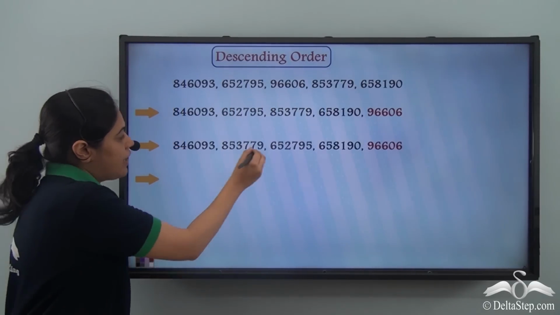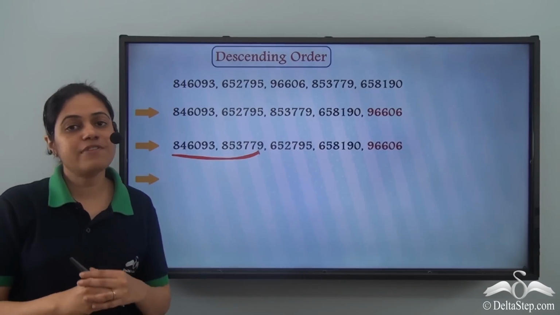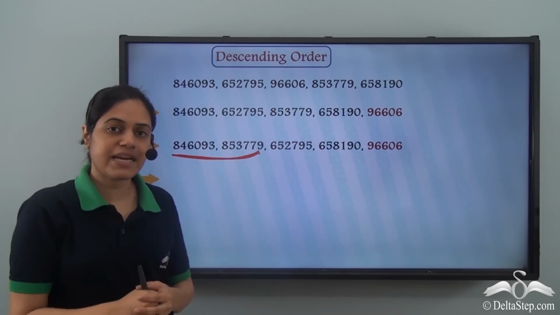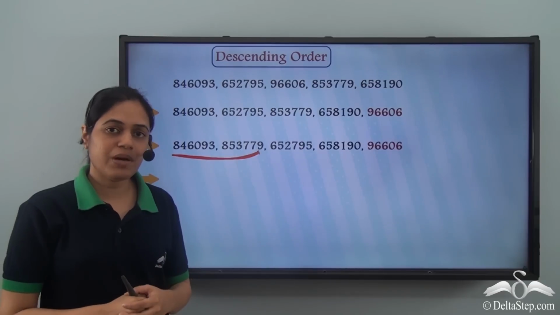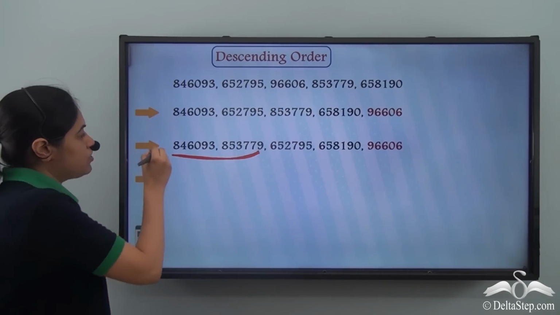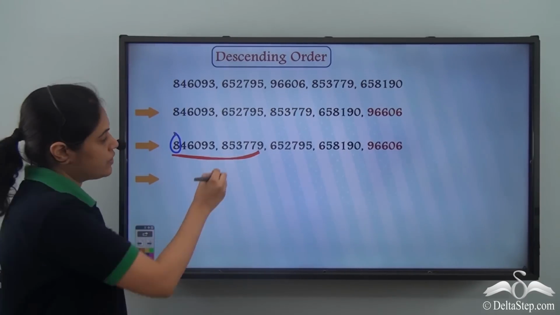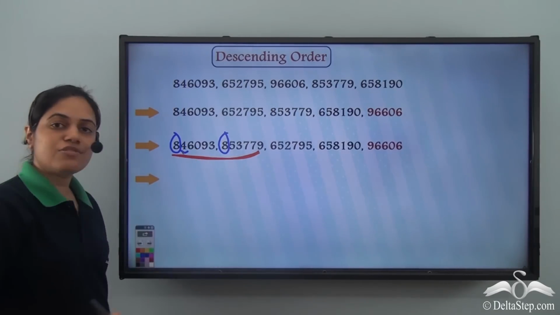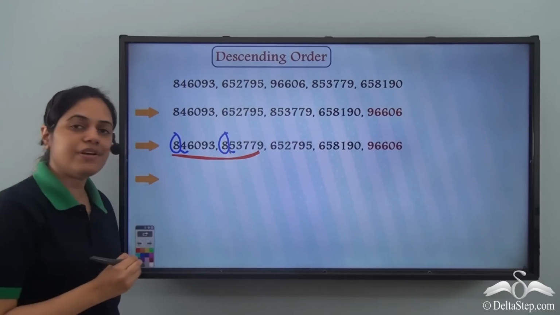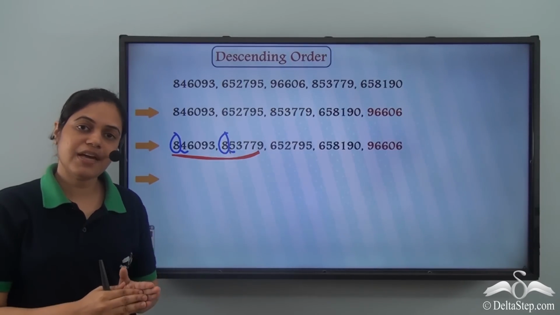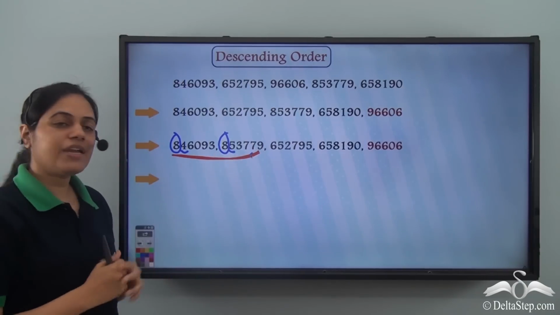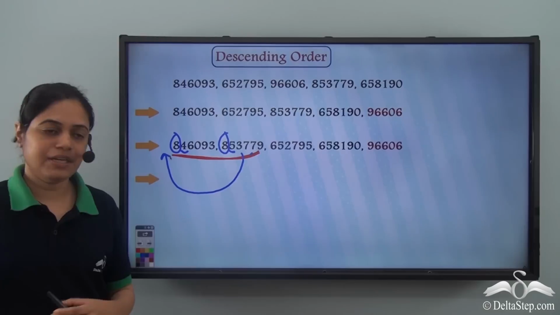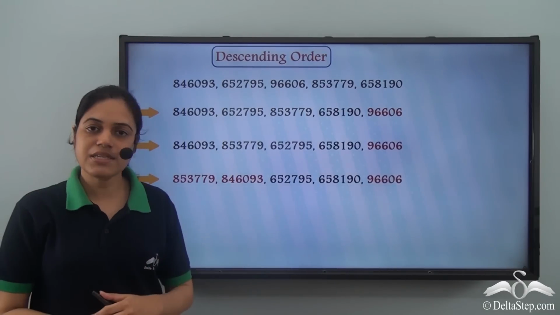Now these two numbers will be the first two numbers. But between these two numbers, which will be the first number, which will be the second number? For that, I need to compare these two. The first digit is 8 here. The first digit is 8 here. They are equal. The second digit is 4 here. The second digit is 5 here. Now 5 is greater than 4. So this number will be greater than this number. So this number comes at the beginning. This is how I can write it.